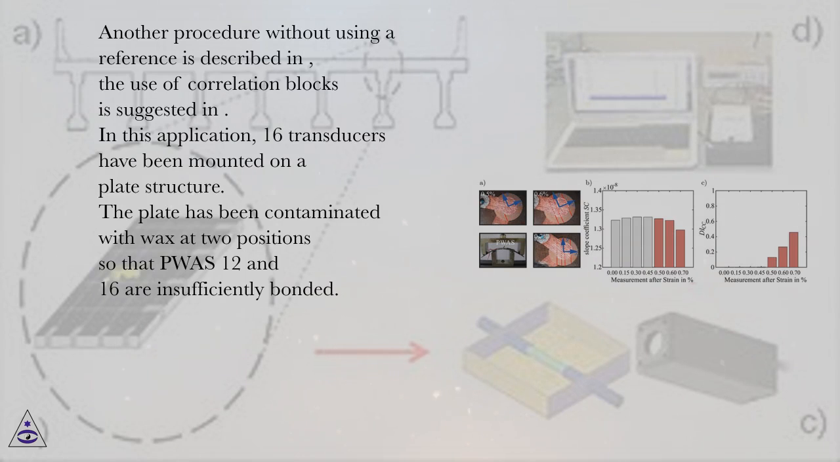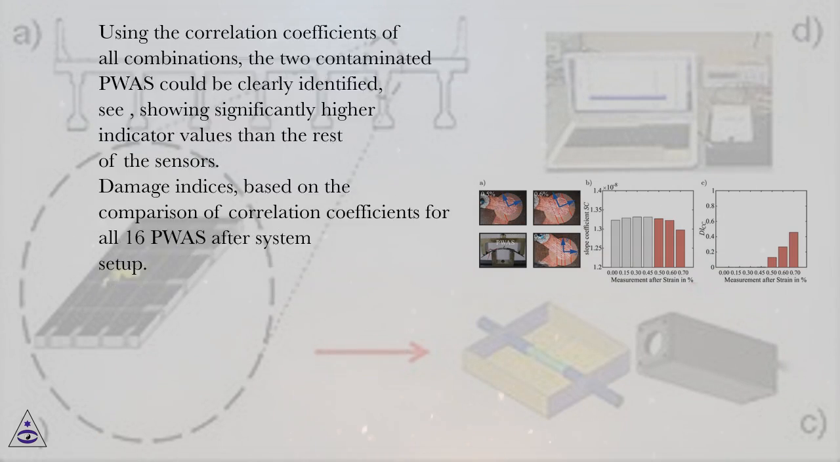In this application, 16 transducers have been mounted on a plate structure. The plate has been contaminated with wax at two positions so that PUS 12 and 16 are insufficiently bonded. Using the correlation coefficients of all combinations, the two contaminated PUS could be clearly identified, showing significantly higher indicator values than the rest of the sensors.